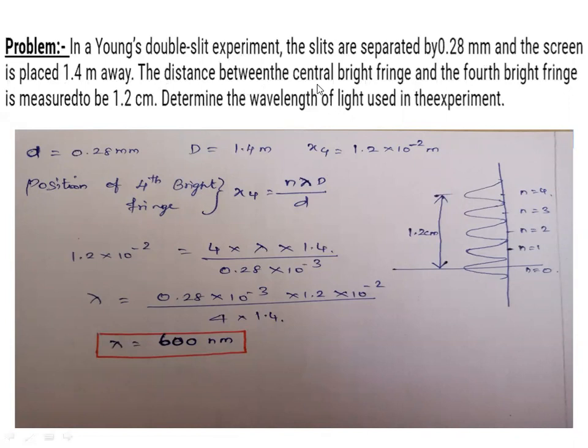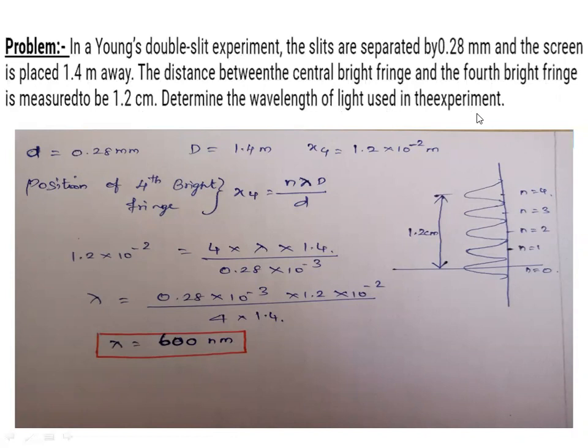The distance between the central bright fringe and the fourth bright fringe. Here they have given n, the number of the bright fringe that we are taking. It is the fourth bright band that we are considering from the central bright band. The distance between the central bright band and the fourth bright fringe is measured to be 1.2 centimeters. So determine the wavelength of light used in this experiment.